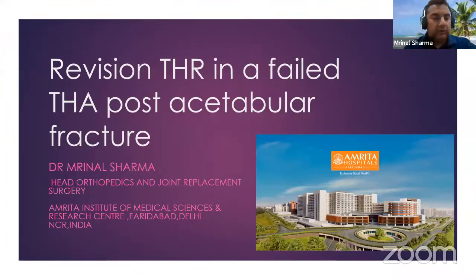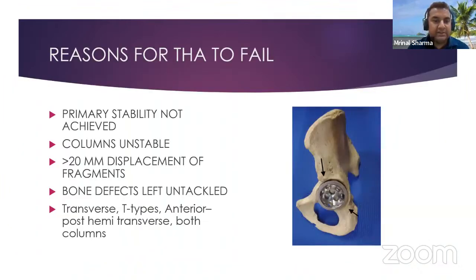I'll be speaking on revision of a failed total hip arthroplasty post-acetabular fracture. This is a rare complication which we usually see, but it can happen for reasons such as primary stability not being achieved during the surgery, the columns being left unstable, or fragments displaced by more than 20 millimeters which were not reduced or fixed. The bone defects may have been left untackled.